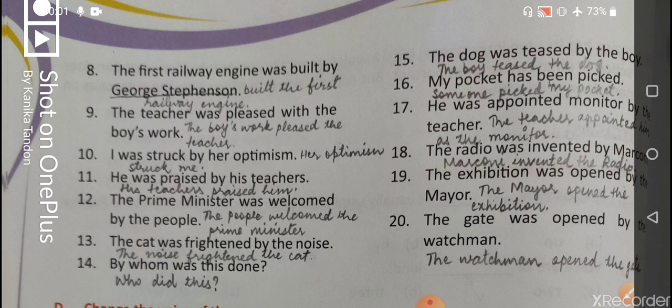The radio was invented by Marconi. So Marconi invented the radio. The exhibition was opened by the mayor. The mayor opened the exhibition. And the last one is the gate was opened by the watchman. The watchman opened the gate.